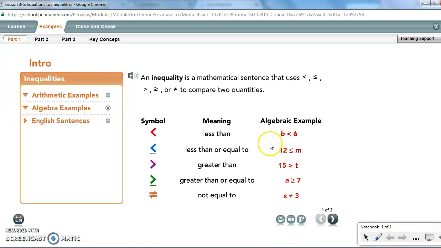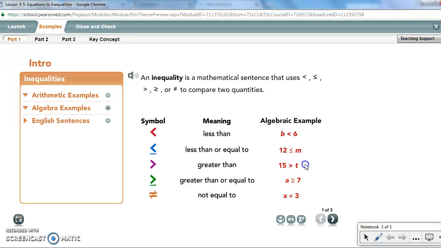We can also use the same thing, boys and girls, just with the variables. We can say B is less than 6. 12 is less than or equal to M. 15 is greater than T. A is greater than or equal to 7. And X is not equal to 3.